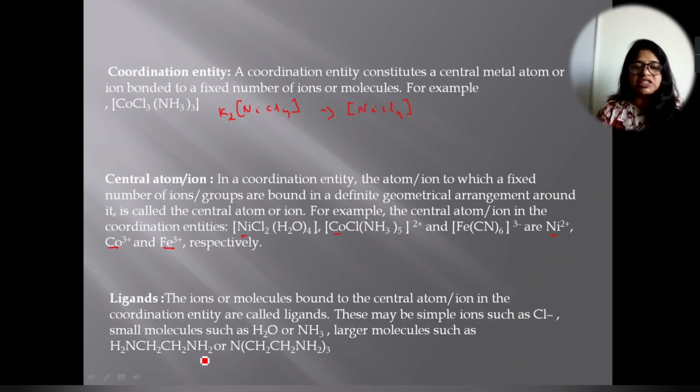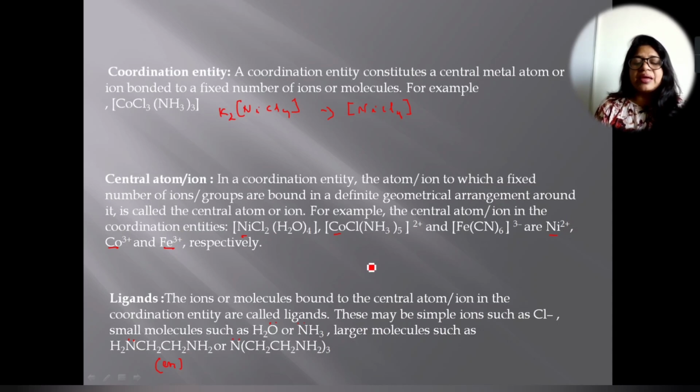There can be simple molecules like Cl-, or it can be even a larger molecule like CH2NH2CH2, this is ethylene diamine or ethane-1,2-diamine. That is a big name, right? So in short we write it as en, ethylene diamine. Any larger molecule which can donate a pair of electrons, or any small molecule which can donate a pair of electrons, is a ligand. So the main criterion of a ligand is donating a pair of electrons to the central metal ion.